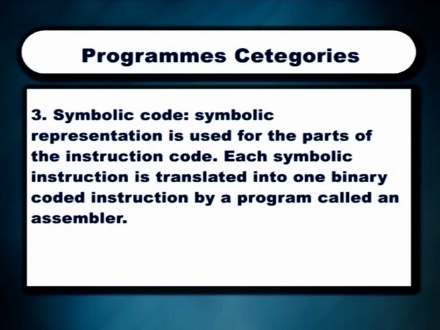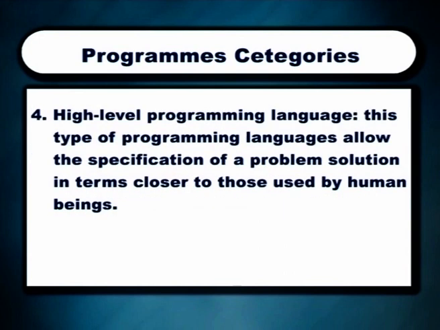The third one is symbolic code. Symbolic representation is used for the parts of the instruction code. Each symbolic instruction is translated into one binary coded instruction by a program called an assembler. The fourth one is high level programming language.